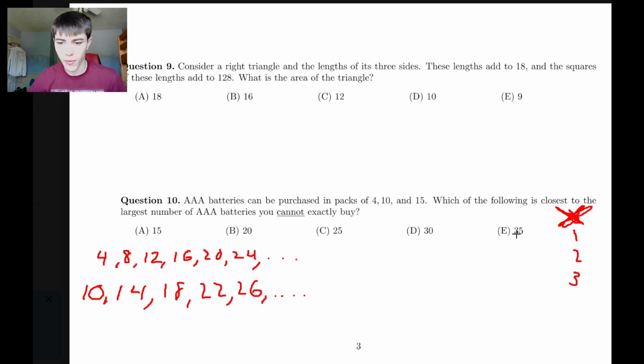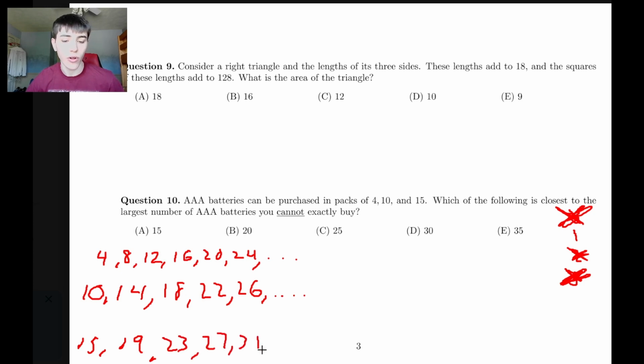Now 15 we can also make by buying a pack of 15, right? 15 is 3 more than a multiple of 4. So we got rid of 2, we got rid of 3. If we make 15, then we can make 19 by buying another pack of 4, and then 23, and then 27, and then 31, and so on.